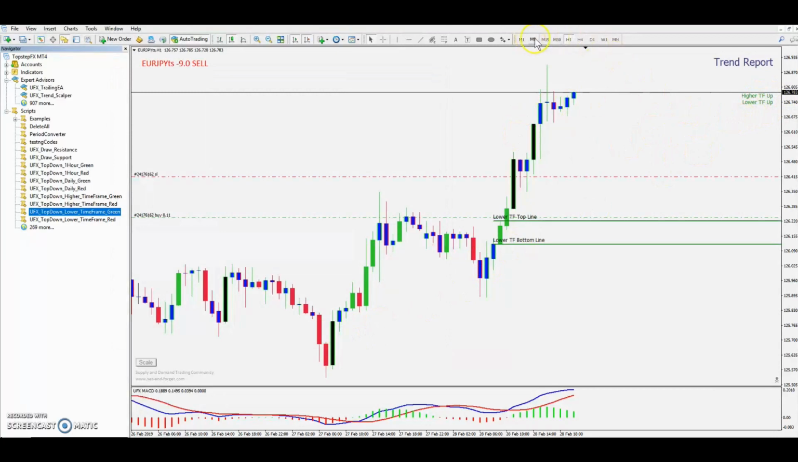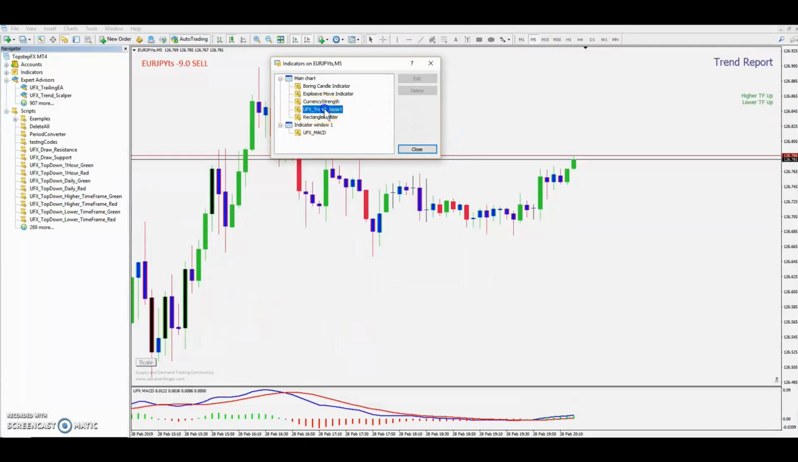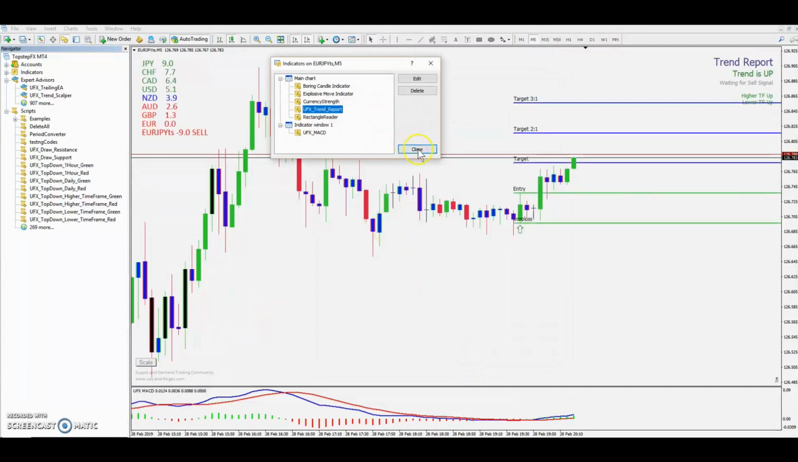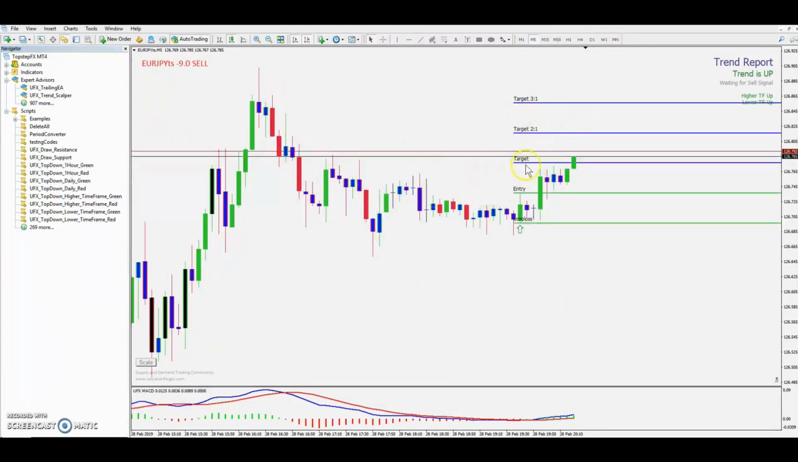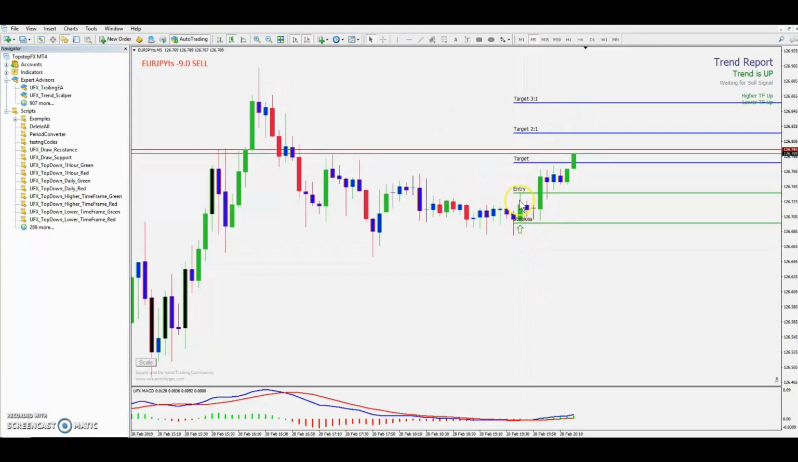Now we can go to the 5 minute, and we can go back into our indicators list and turn on the trend report. And now you can see we're just waiting for a signal here. And what we're looking for is when we get a signal, we're not just going to take any signal. What we want is a higher high, higher low. These are the best signals here.